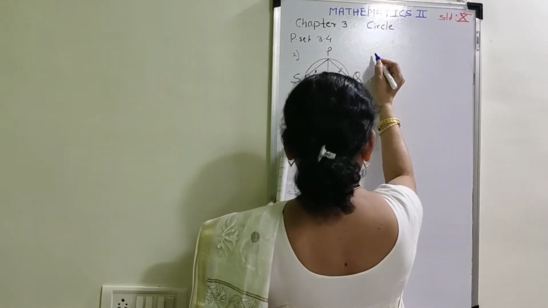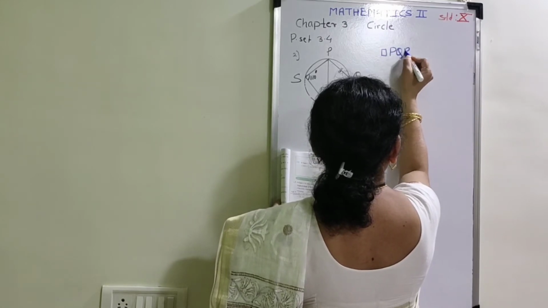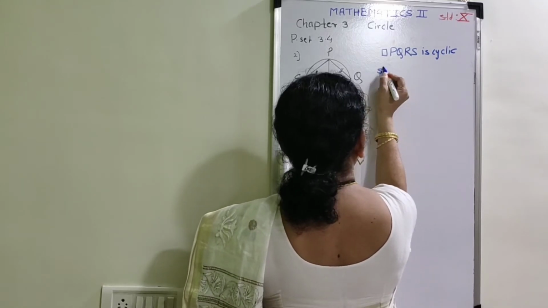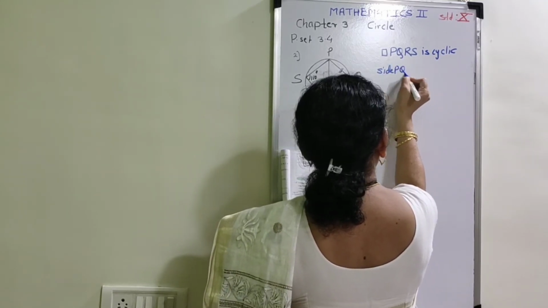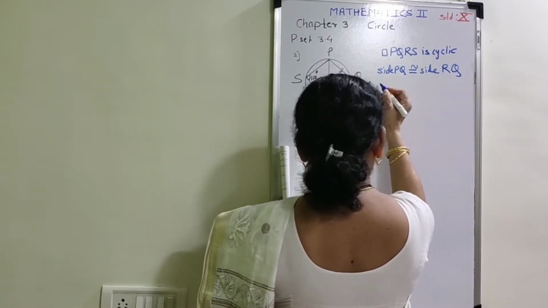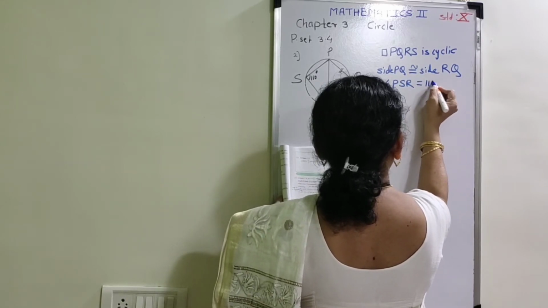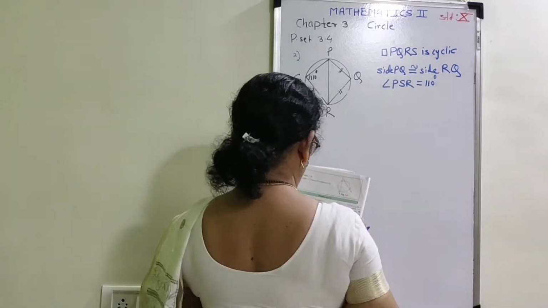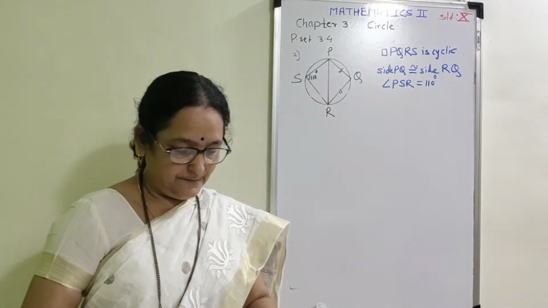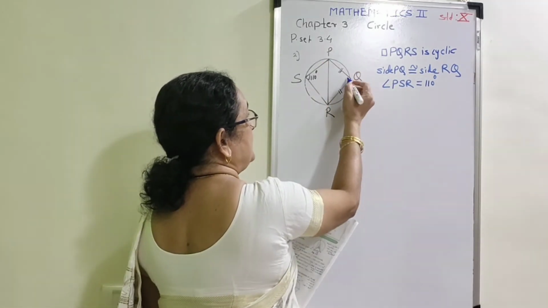I am going to write first of all the given things. Quadrilateral PQRS is cyclic. Side PQ is congruent to side RQ. Second thing, angle PSR is equal to 110 degree. Now here we are going to find out first thing measure of angle PQR. Measure of angle PQR.